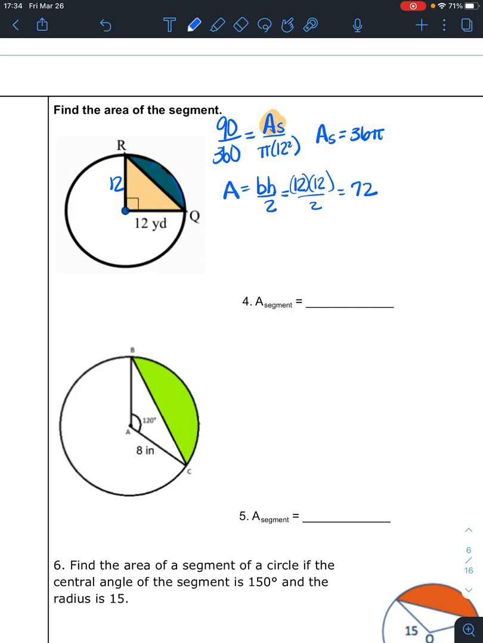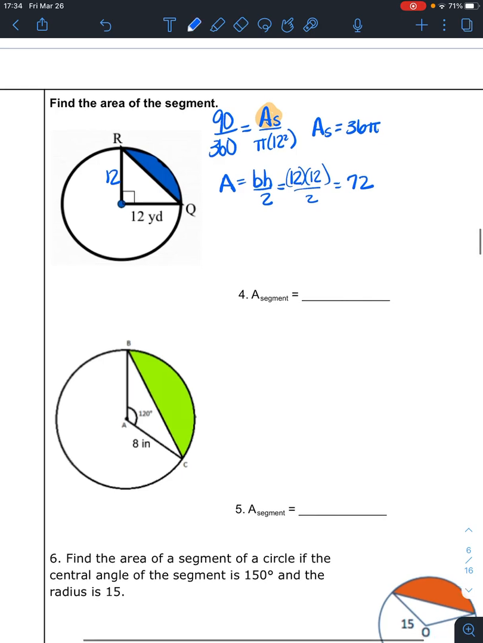And so I took the big orange piece and I want to subtract the triangle so that all I'm left with is the blue piece. All I want is the blue piece. So I would take the 36 pi and subtract the 72, and we can leave our answer in terms of pi. If you are asked to leave your answer in terms of pi, it will look like that.